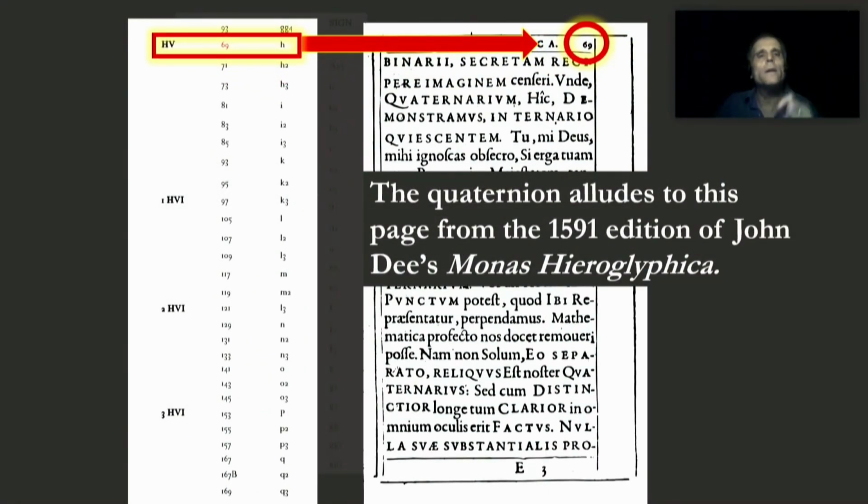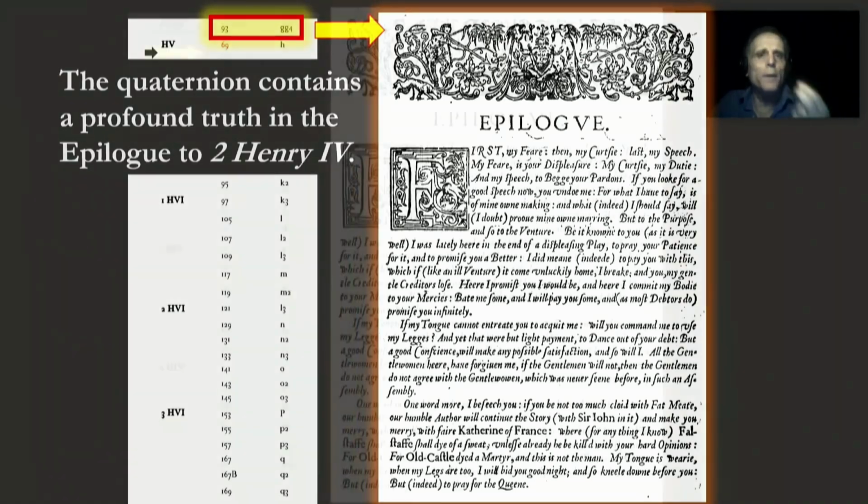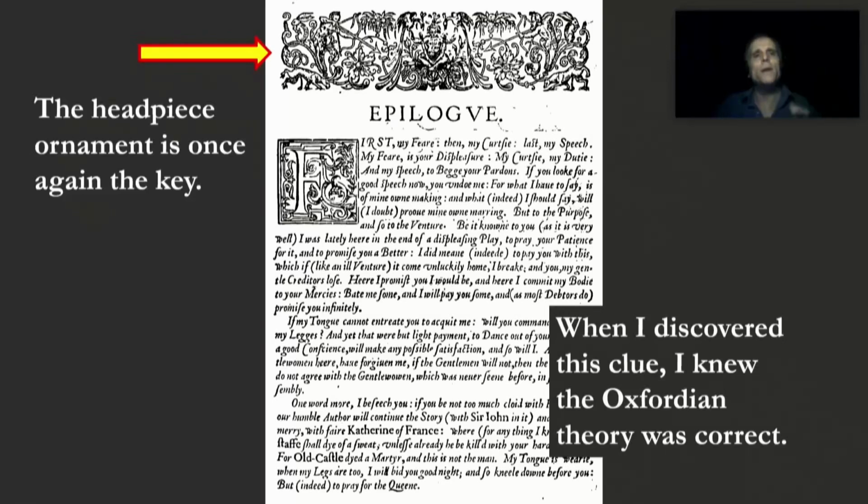The Quaternion alludes to this page from the 1591 edition of Dee's Monas Hieroglyphica via the wrong page for Henry V. That indicates the Quaternion contains a profound truth located in the epilogue to the second part of Henry IV. The headpiece ornament is once again the key, as it is in the catalogue. When I discovered this clue, I knew the Oxfordian theory was correct. There was no way that the following could have been created by chance typesetting. It is way too precise.